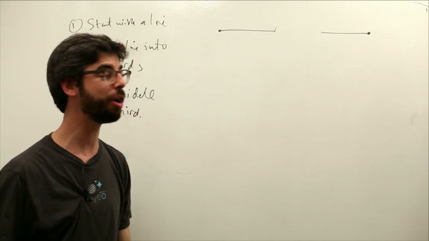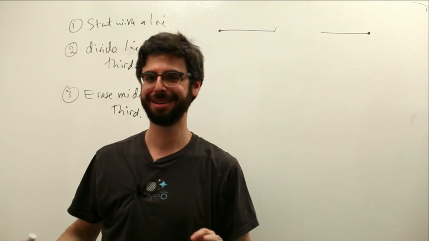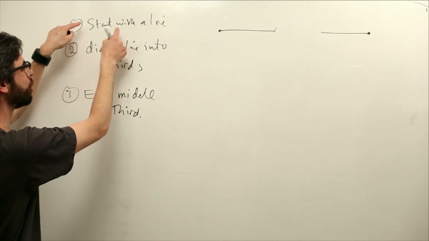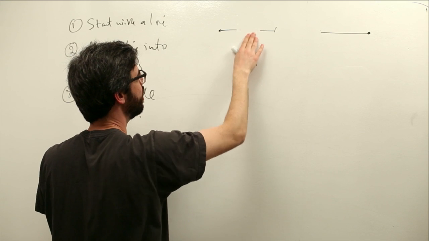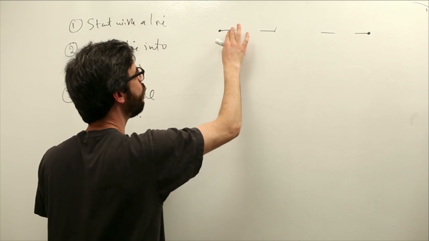What do we have left over? Two lines. Let's apply this production rule. Start with a line, apply it to this line, start with a line, apply it to this line. What do we have? That. Let's do that again to four lines.